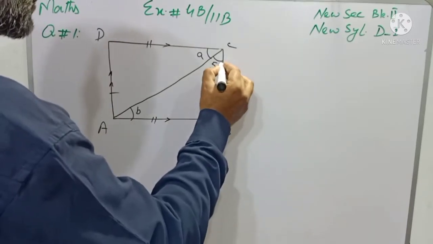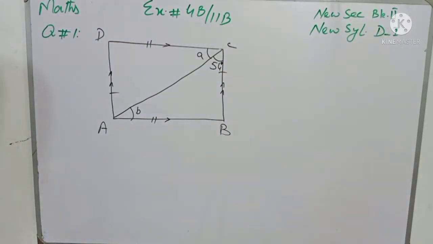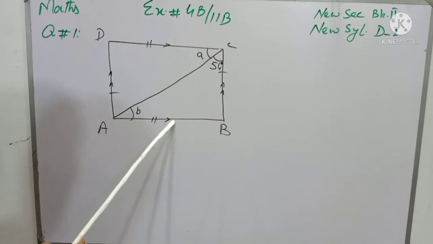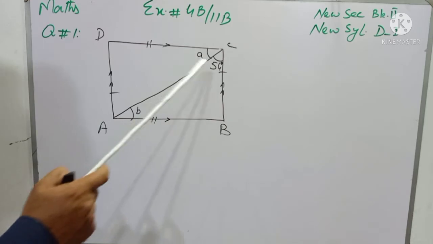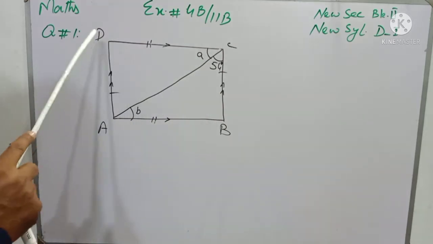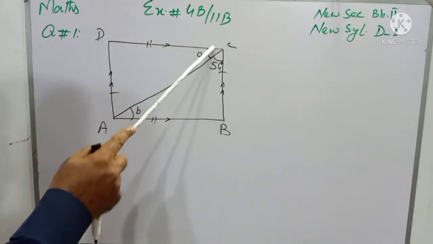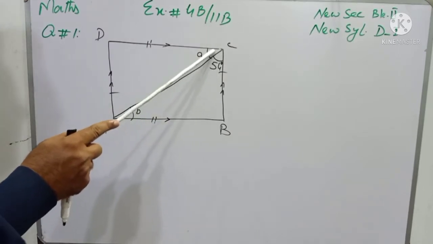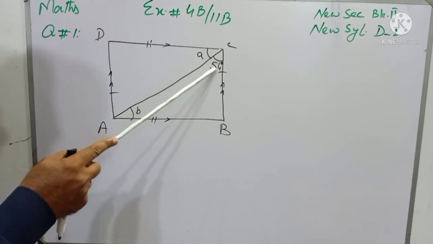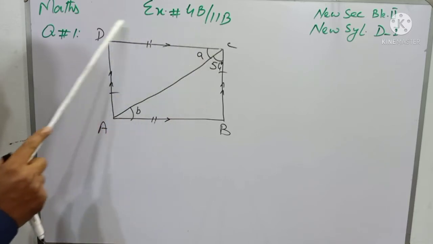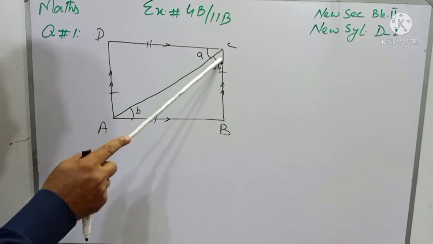As in the characteristics of a rectangle, I have explained earlier that a rectangle is a quadrilateral in which opposite sides are congruent as well as parallel, and all angles are right angles. I mean to say angle DCB is a right angle, and this right angle is divided into two parts, A and 54. If we sum up these two angles, the sum of angle A and 54 is a right angle because angle DCB is a right angle.